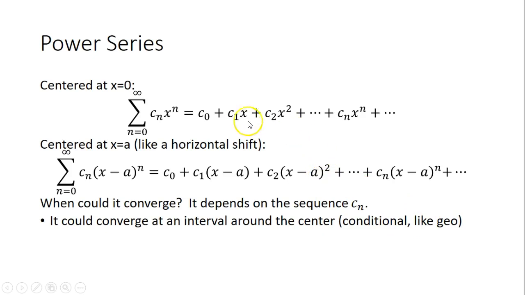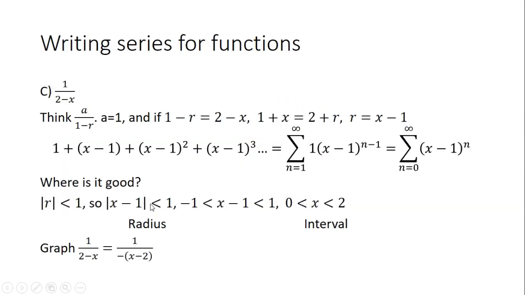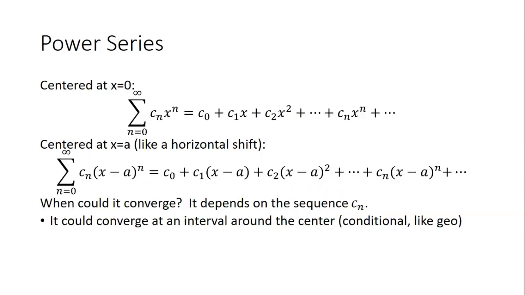For a geometric series, we know that the absolute value of r has to be less than 1 in order for it to converge. So like in that last example we had, we needed the absolute value of x minus 1 to be less than 1. So very close to its center of 1, between 0 and 2, it was good, right? So that's one case. It could converge around the center for some specific values close to the center.